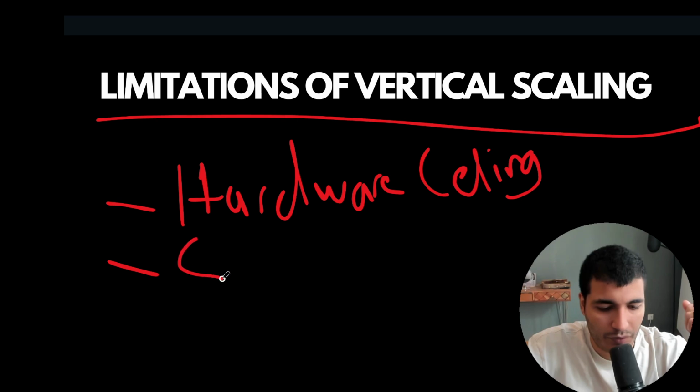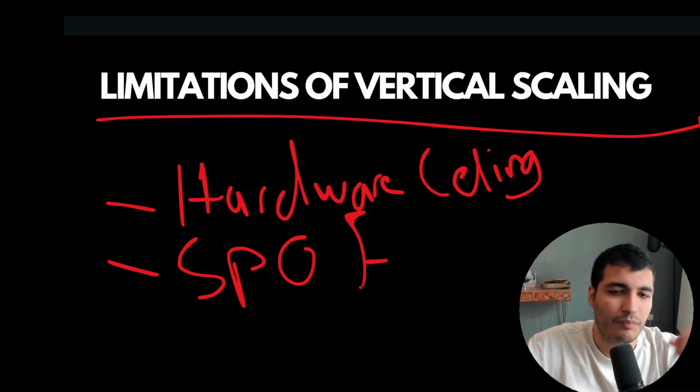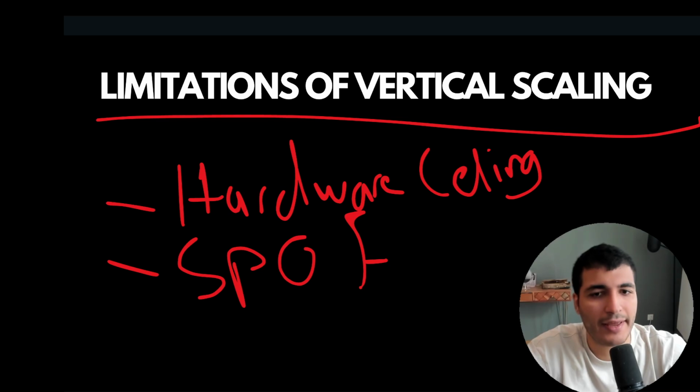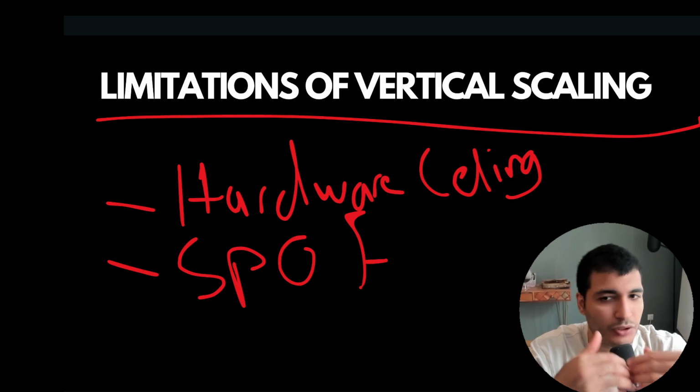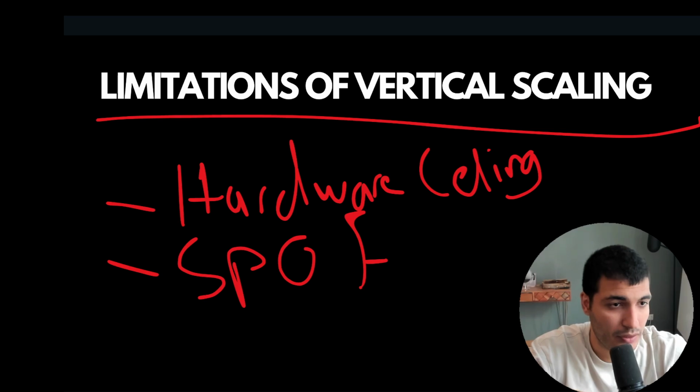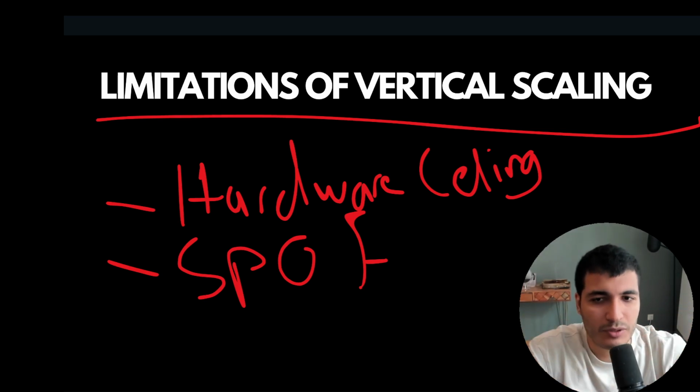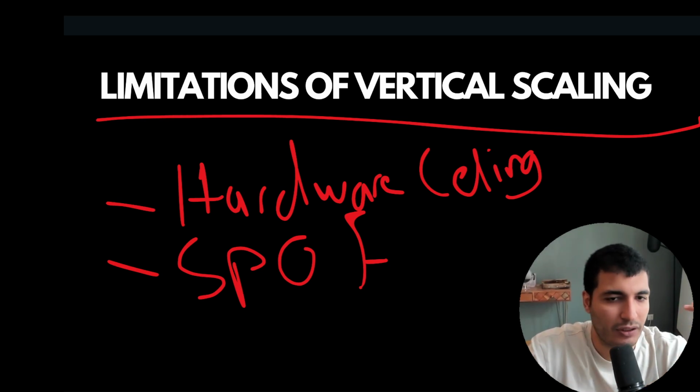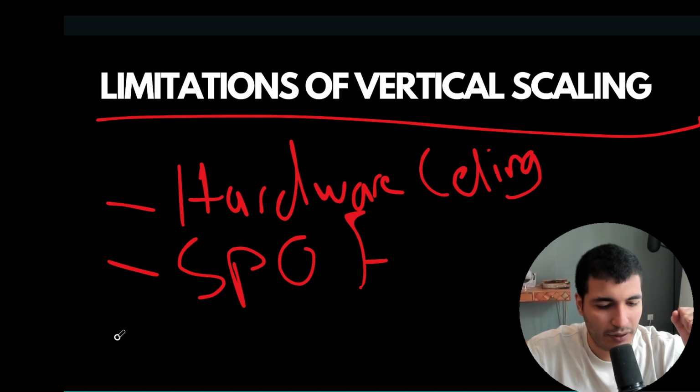Number two, a single point of failure, or SPOF. A vertically scaled database is still just a single machine. If that server experiences a hardware failure or crashes, your entire database goes down, leading to application downtime, unless you have additional failover mechanisms, which add more complexity.